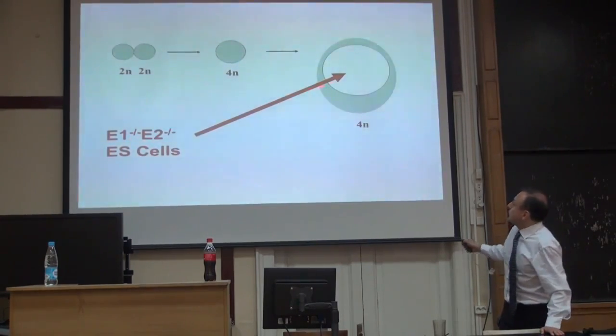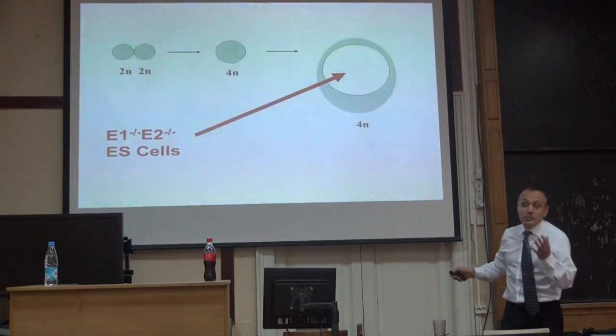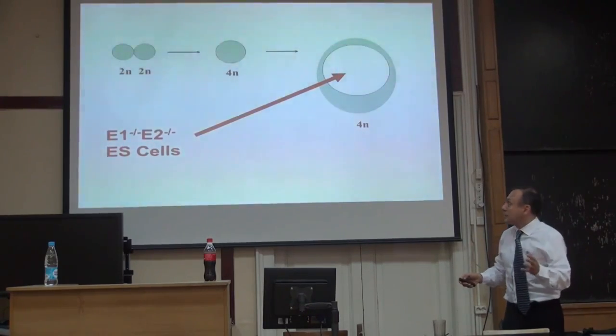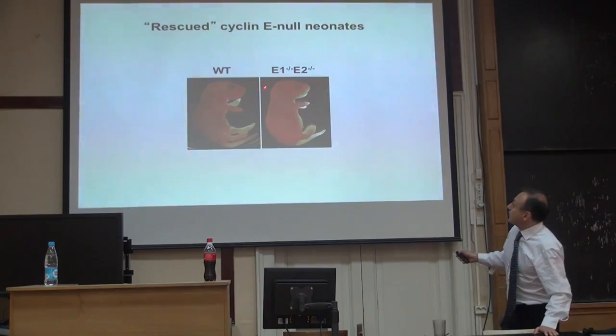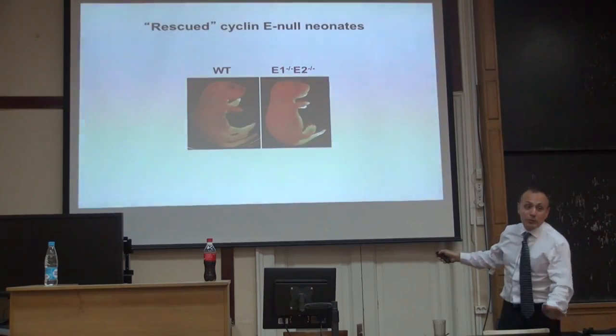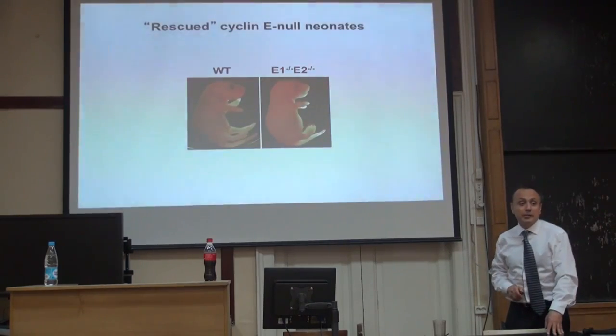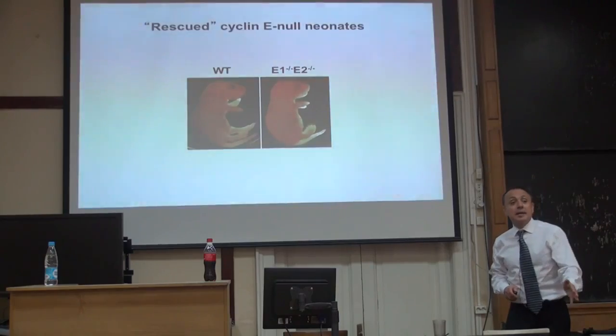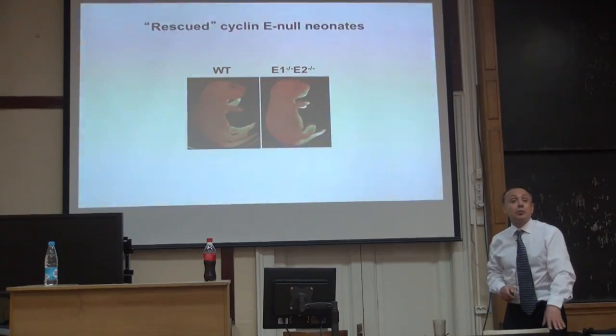and the red cells that are going to be embryos. So the embryo is double knockout, but the placenta is wild type. And this is what happens. These mice are born, and at birth we can get E1, E2 double knockout. So we can rescue this lethality, and rather than dying in day 11, they go to birth.